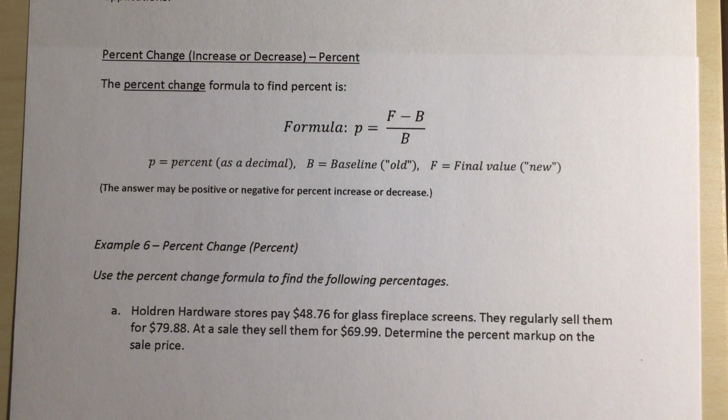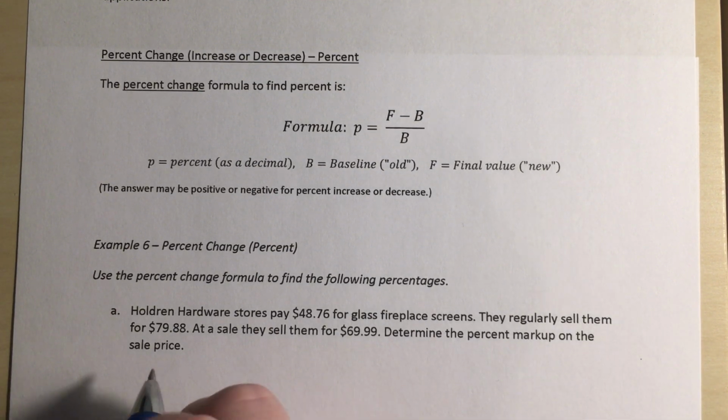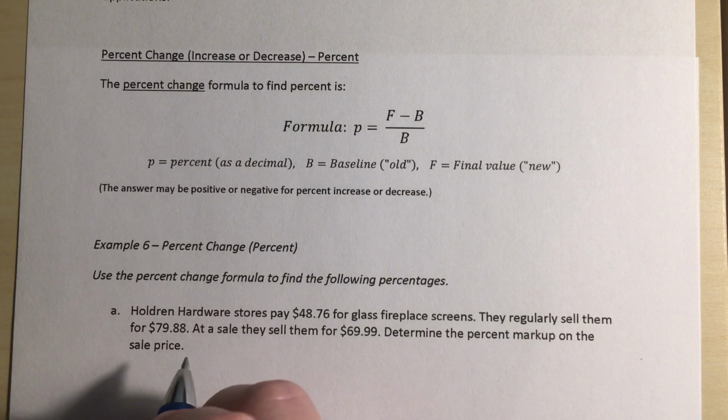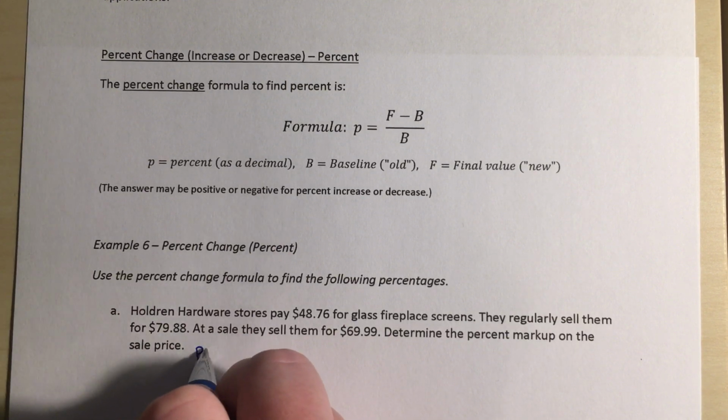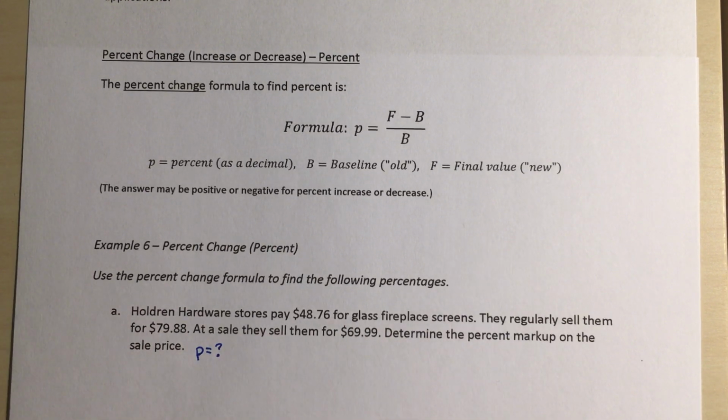So Holdren Hardware Stores pay $48.76 for glass fireplace screens. They regularly sell them for $79.88. At a sale, they sell them for $69.99. Determine the percent markup on the sale price. Okay, so what we're going to be looking for here is definitely our percent. Right, we're asked for the percent markup.